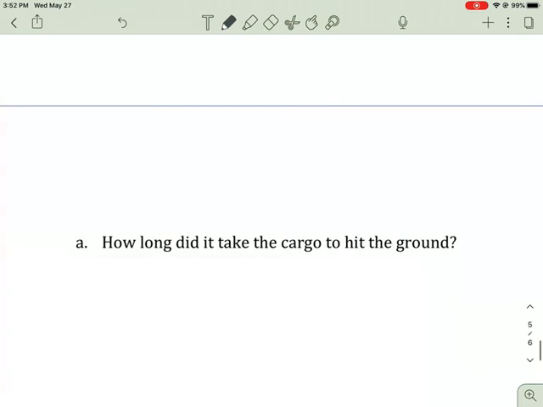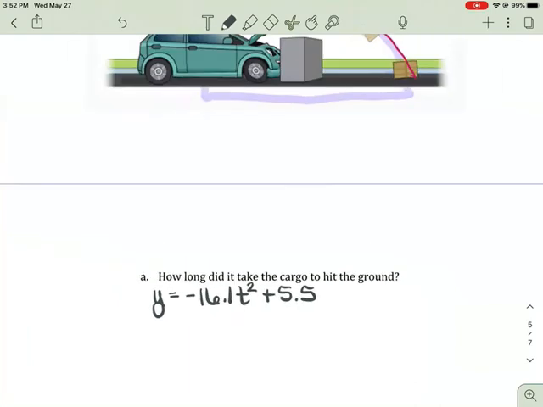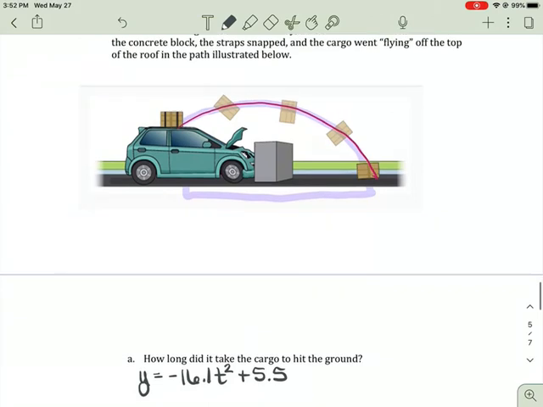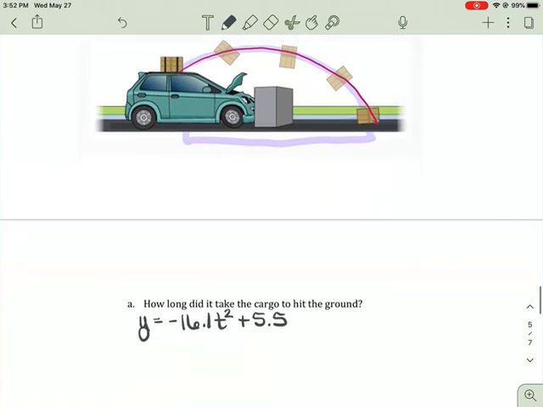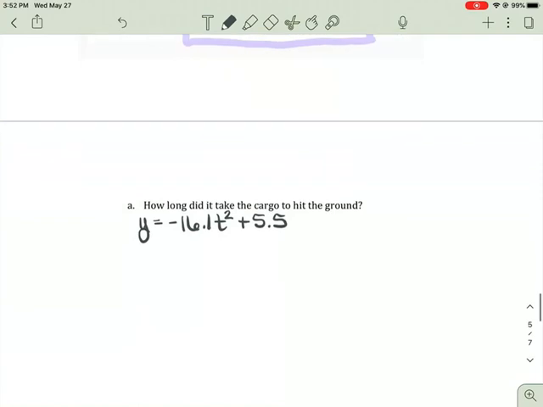So we're going to have a formula for this, and that's y equals negative 16.1 t squared plus 5.5. Now the 5.5 is the 5.5 feet that the object was above the ground. The negative 16 t squared is always part of the formula because that has to do with the force of gravity. And if you remember when you took physics a while ago, that's part of the force of gravity. So t is time, and y is going to be our height off the ground. Well, we want to know when it hit the ground, so that height is going to be 0.